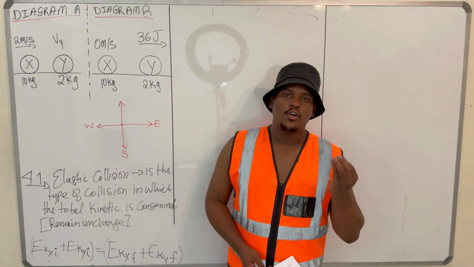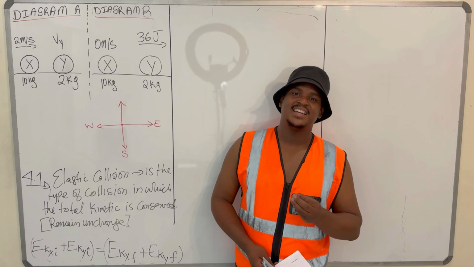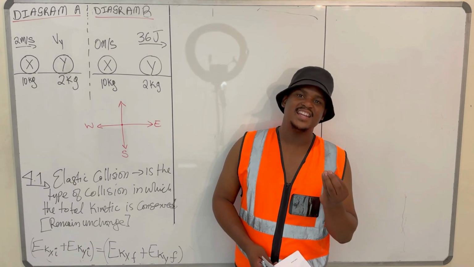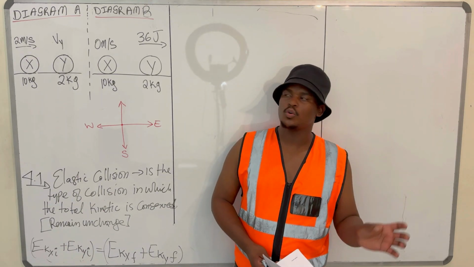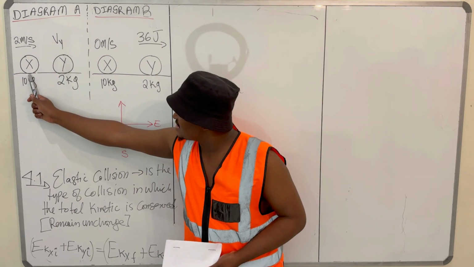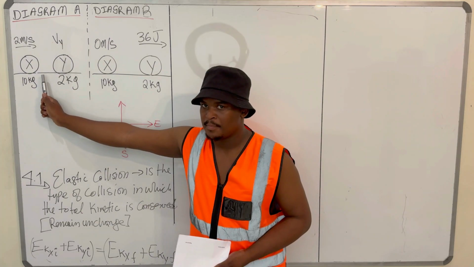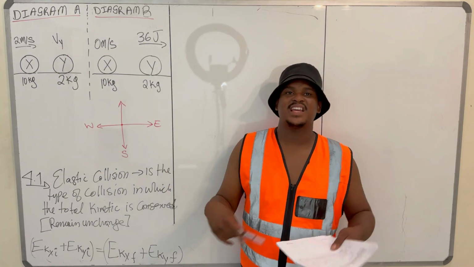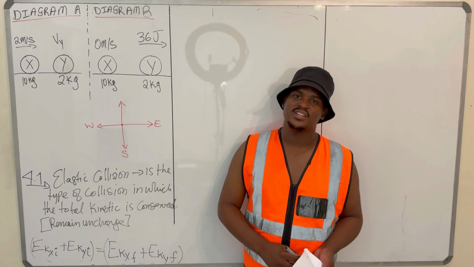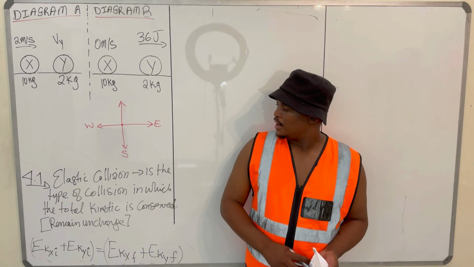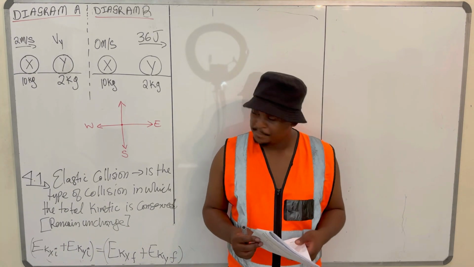It means the total kinetic energy is conserved, which means your kinetic energy remains unchanged before and after collision. So if you calculate the kinetic energy of X and of Y and add them before collision, it should also be the same as after the collision. That's what it means to say a collision is elastic. So let's go.